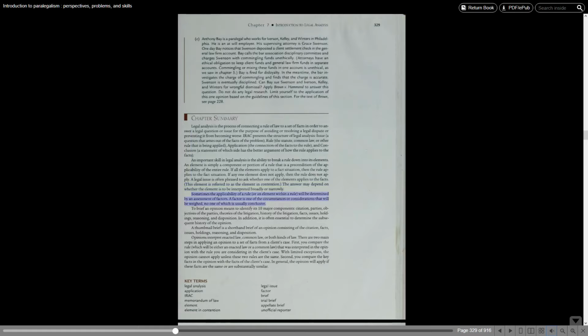Sometimes the applicability of a rule or an element within a rule will be determined by an assessment of factors. A factor is one of the circumstances or considerations that will be weighed, no one of which is usually conclusive.